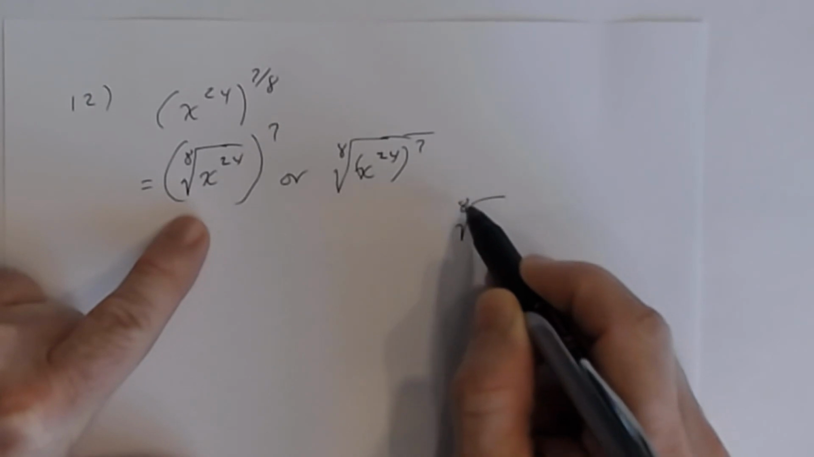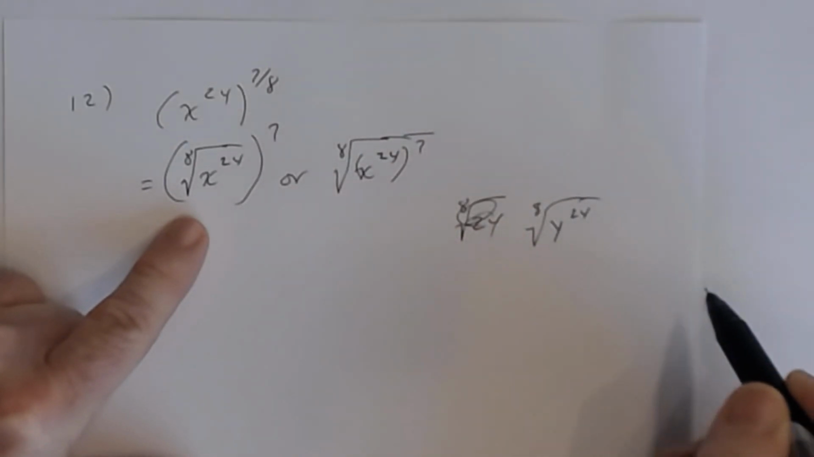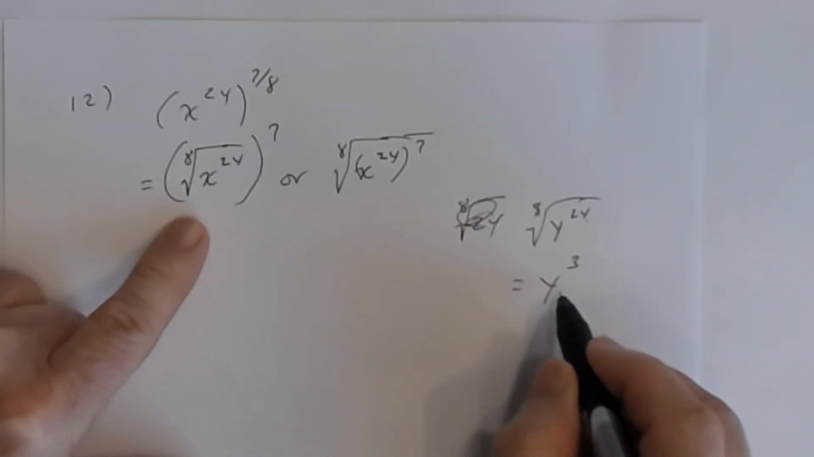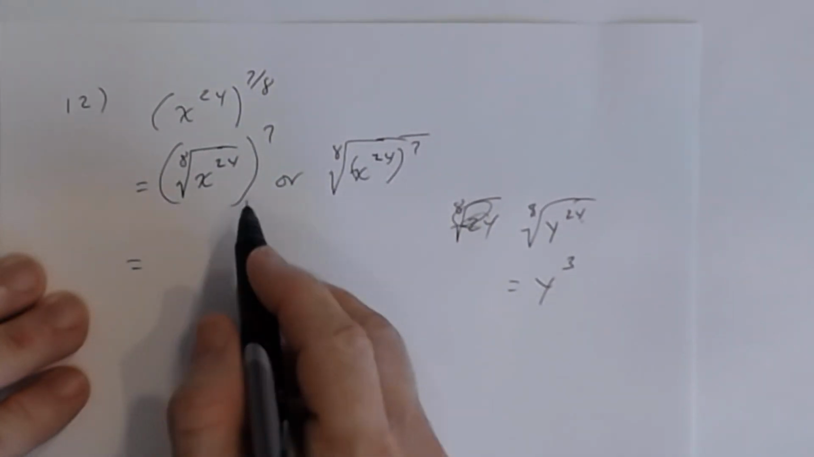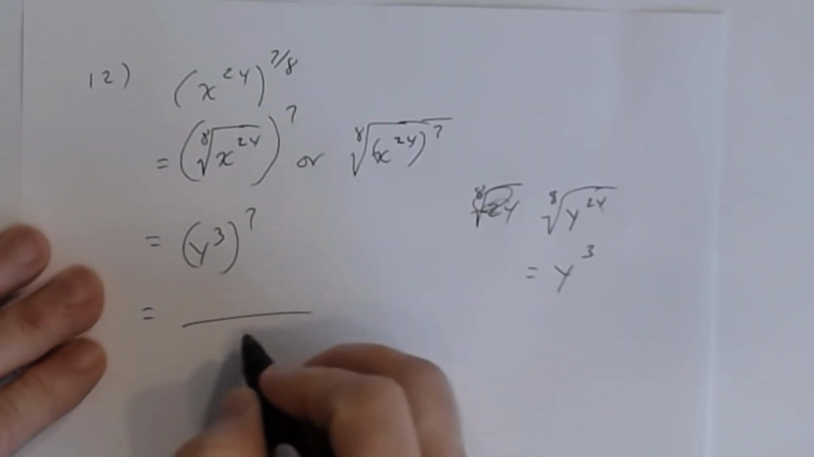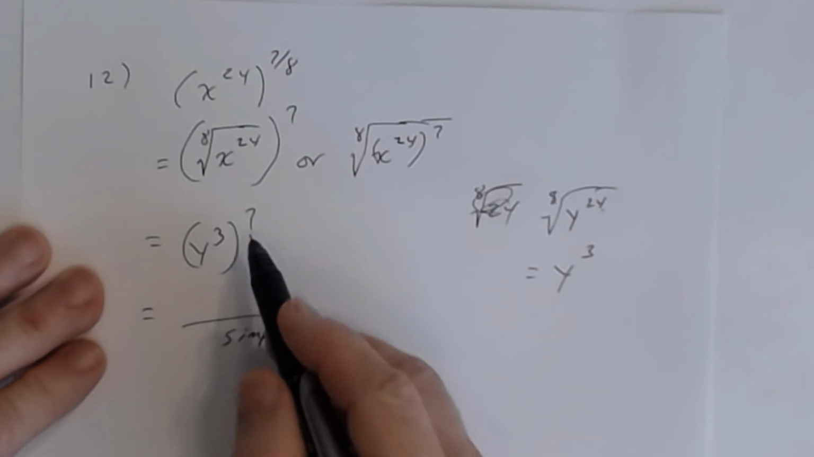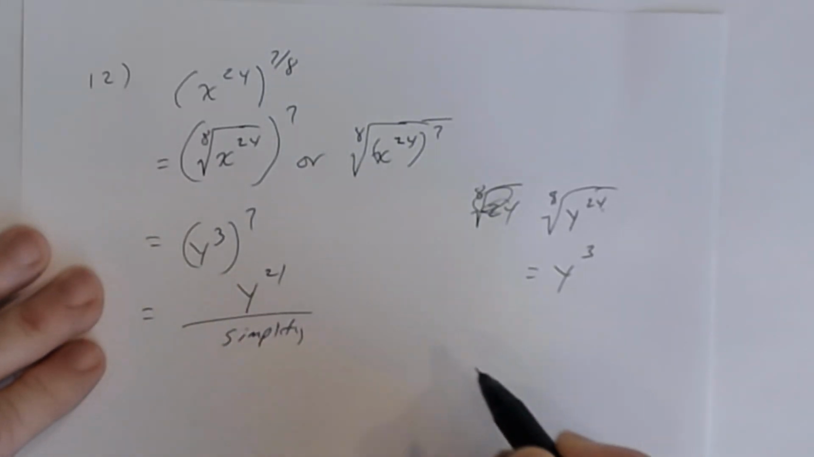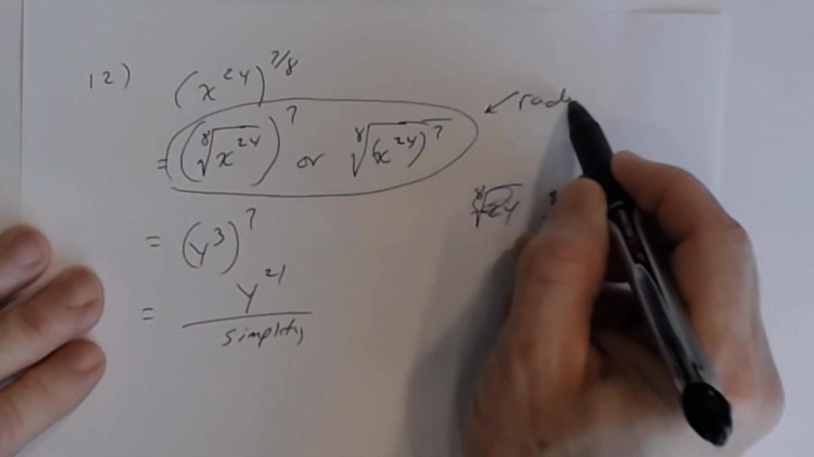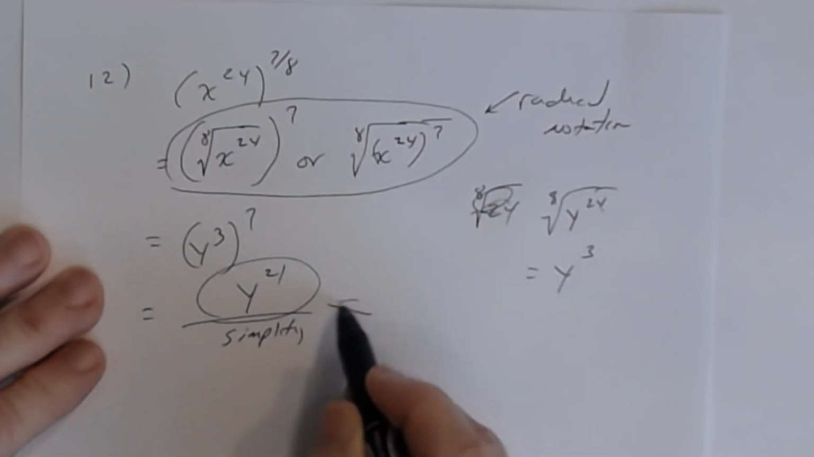So let's look at this one. The eighth root of x to the 24th. 24 divided by 8 is 3, so that's just x cubed. So that is this. So that becomes x cubed raised to the 7th now. And so the answer is simplified. When you have a power raised to a power, you multiply. 3 times 7 is 21. So that's x to the 21st. So this right here is radical notation. And this is your answer simplified.